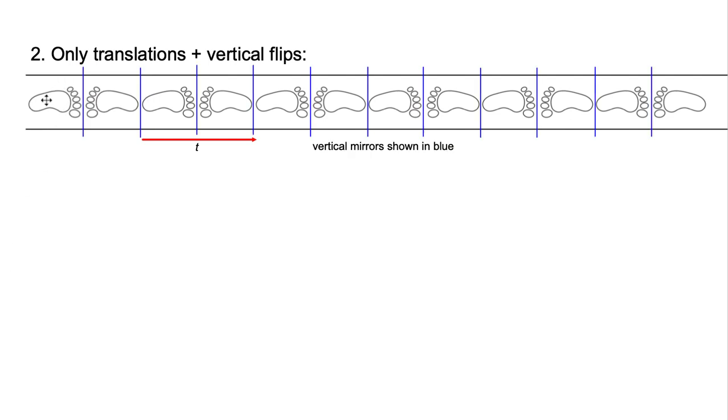Not only can we reflect this one over that one, we can reflect this one over this line to get this one. And so we have this set of vertical mirrors that is shown in blue. In general, if I'm reflecting over this mirror, this footstep goes to that one, this footstep goes to that one, and so on. So the whole pattern lines up on itself. So this is what a pattern that has translation and vertical flip symmetry and no other symmetries would look like.